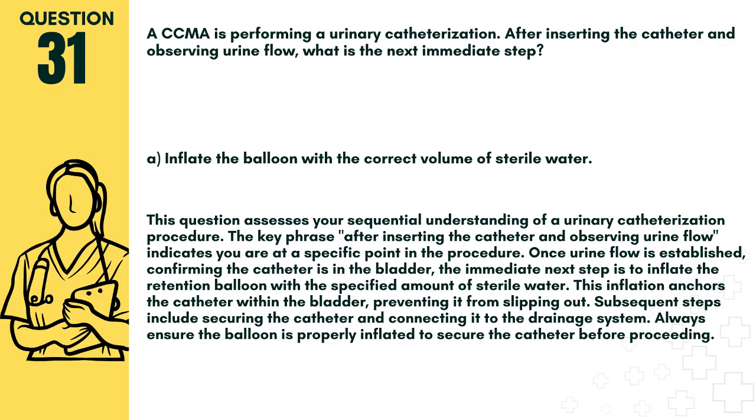This question assesses your sequential understanding of a urinary catheterization procedure. The key phrase after inserting the catheter and observing urine flow indicates you are at a specific point in the procedure. Once urine flow is established, confirming the catheter is in the bladder, the immediate next step is to inflate the retention balloon with the specified amount of sterile water. This inflation anchors the catheter within the bladder, preventing it from slipping out. Subsequent steps include securing the catheter and connecting it to the drainage system. Always ensure the balloon is properly inflated to secure the catheter before proceeding.